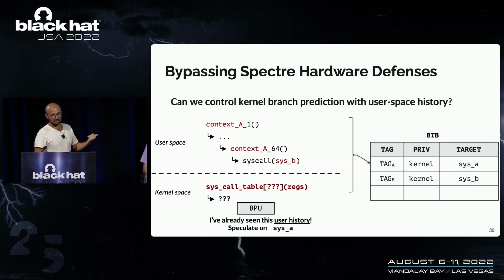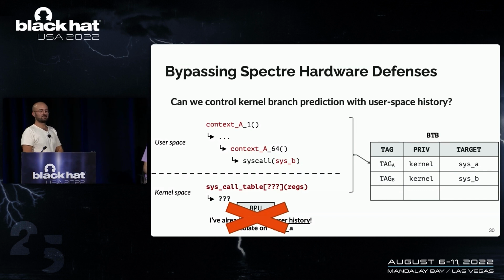And indeed, we tested this, and when you perform this history of context A followed by syscall B, what you observe is that it speculates to syscall A. So the speculation is based on the context. And the reason is, again, because the BPU will think, I already saw this user history, so I should speculate to syscall A. Now, this is wrong, clearly, because you want to speculate to syscall B. But that's not a problem, because eventually you execute syscall B again, so that's not a big deal.